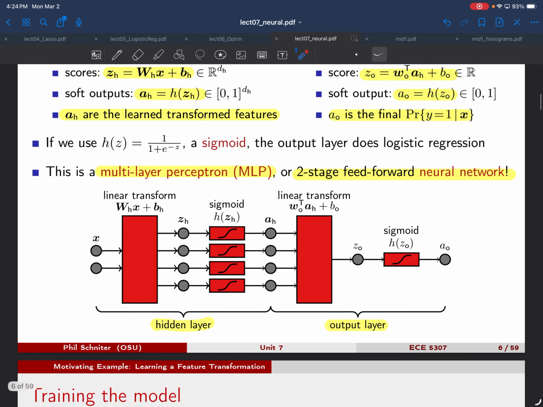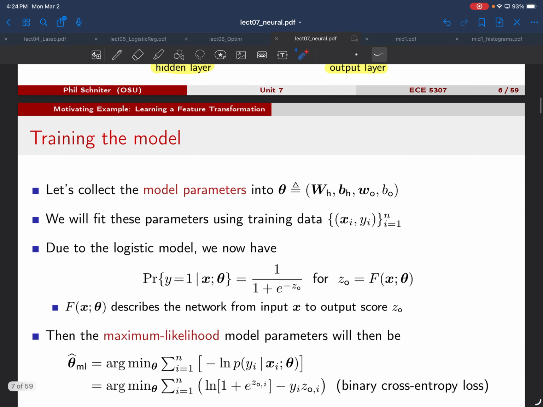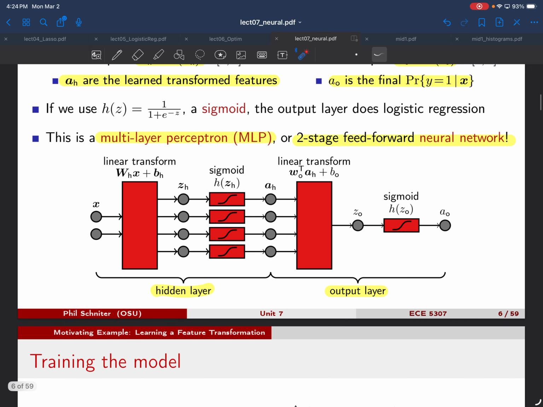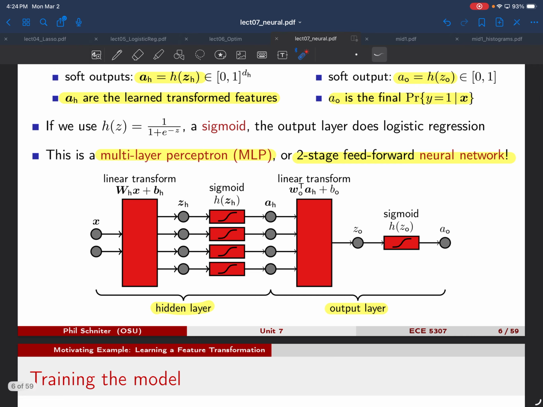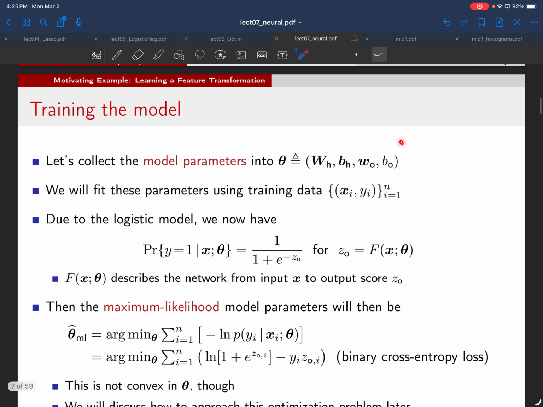Let's ask another question. Let's get into the training a little bit. So these are the things that we need to learn in this system. You can see we need to learn this weight matrix, this bias vector, this weight vector, and this bias scalar. Those are all the learnable parameters. Everything else is fixed. Sigmoids are just fixed functions. So let's take all our learnable parameters and put them into the vector theta.